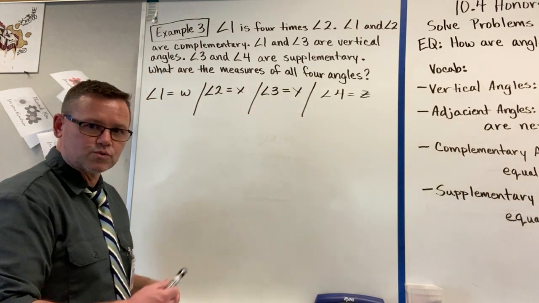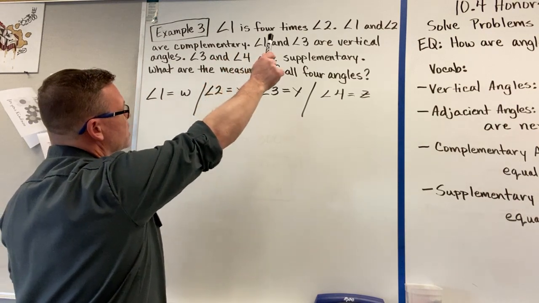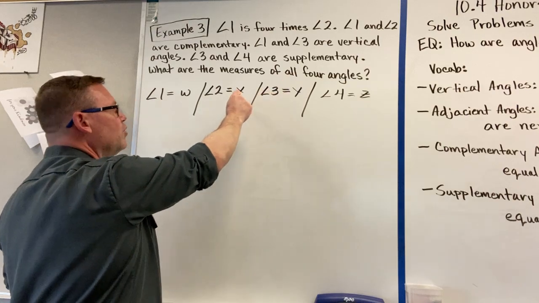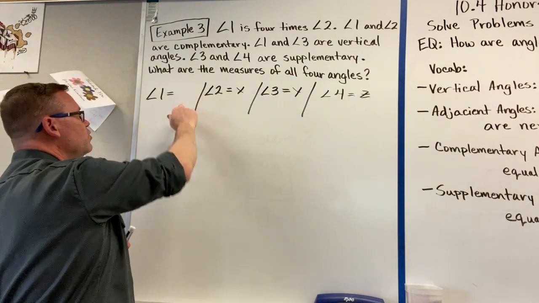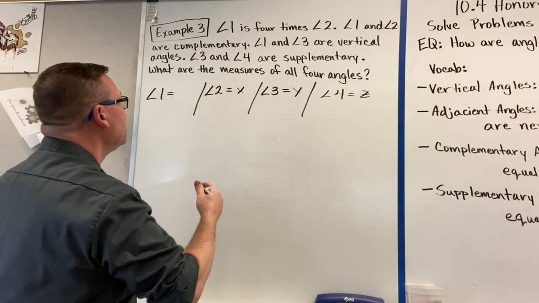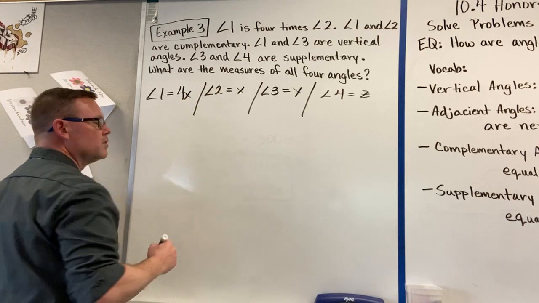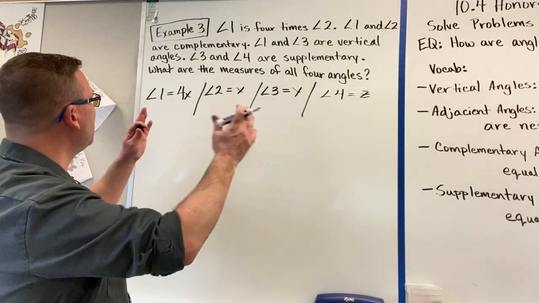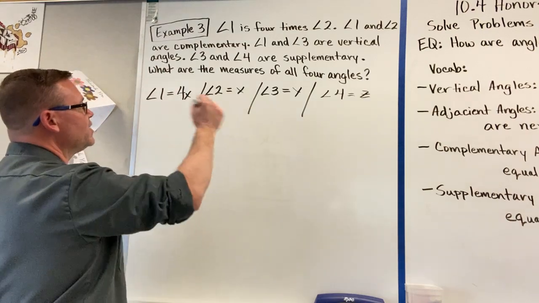So let's look at this real carefully. The first line says, angle 1 is 4 times angle 2. Now since angle 2 is X, that means I'm actually going to erase W for angle 1, and I'm going to put that angle 1 is 4x, okay? Because they said it's 4 times larger. Angle 1 and angle 2 are complementary. So let's just work from that.